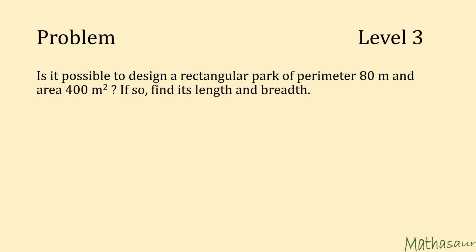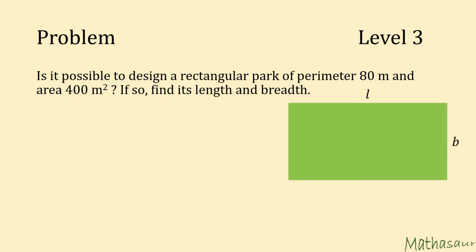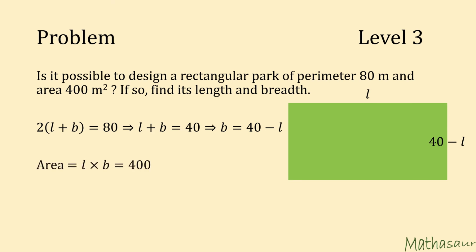Let us look at another question. Is it possible to design a rectangular park of perimeter 80 meters and area 400 meters square? If so, find its length and breadth. So we have a rectangular park and the perimeter, that is 2 times length plus breadth, is given as 80. Let us write B in terms of L. Now we are also given that the area is equal to 400 meters square. So let us substitute the value of B in terms of L and we get a quadratic equation in L.